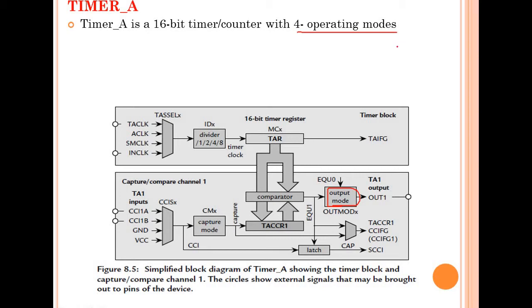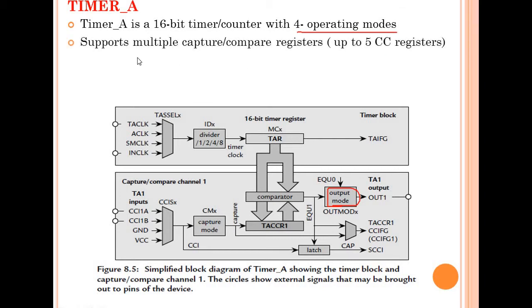Then coming to the next point, Timer A supports multiple capture or compare registers. It will support up to 5 CC registers. Here CC indicates capture and compare registers. In Timer A you have different timer modules like A0, A1, A2 and so on. A0 contains 5 CC, A1 contains 3 CC and so on. But at the highest, Timer A will contain up to 5 CC registers, 5 capture and compare registers.